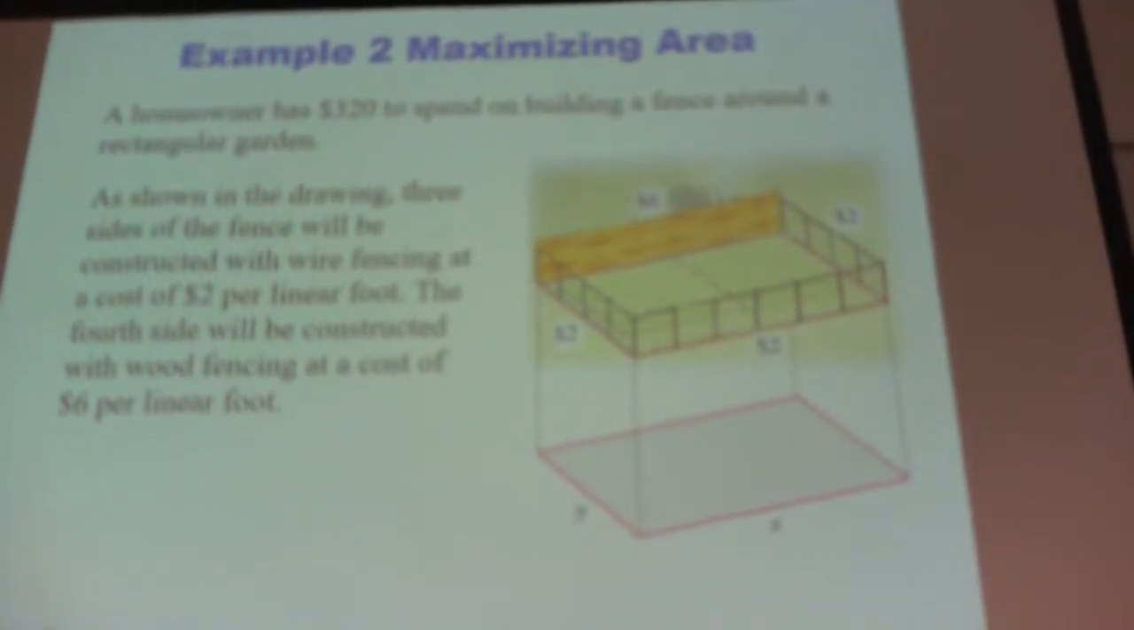Second example, example 2. Again, these are the ones dealing with area. A homeowner has $320 to spend on building a fence around a rectangular garden. As shown in the drawing, 3 sides of the fence will be constructed with a wire fence at $2 per linear foot. The fourth side will be constructed with wood fencing at a cost of $6 per linear foot.